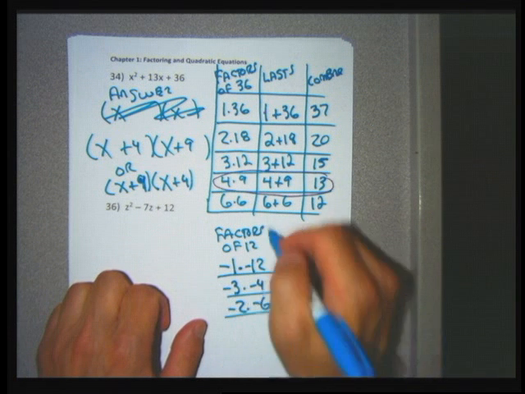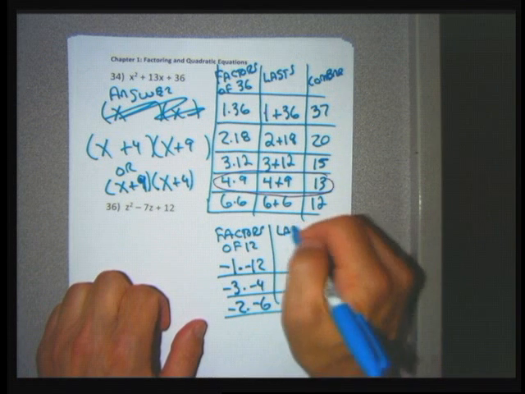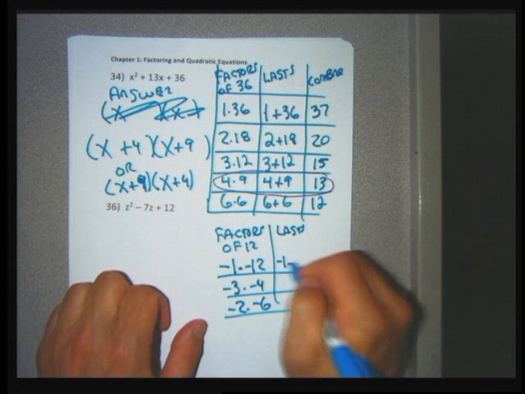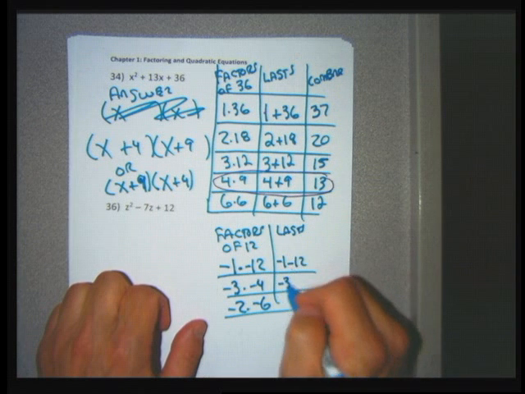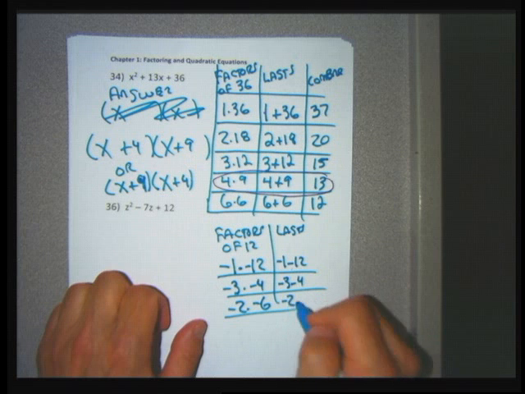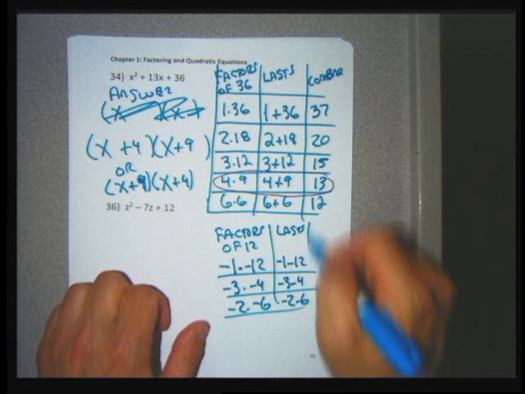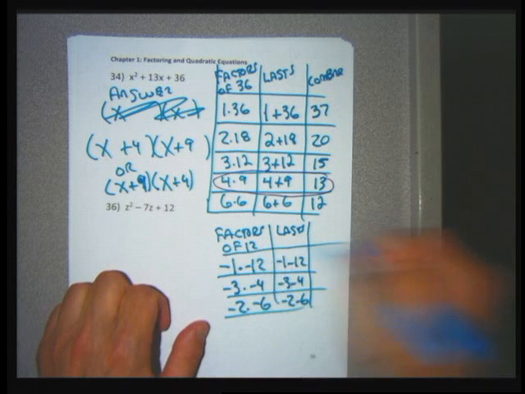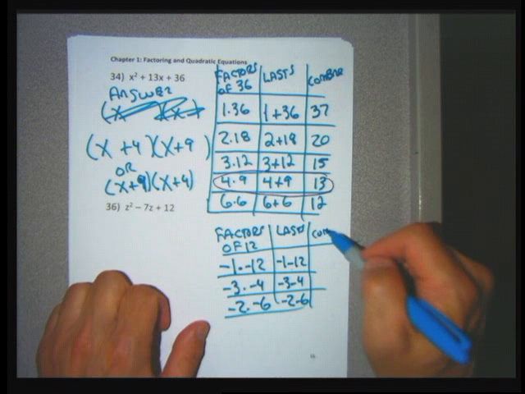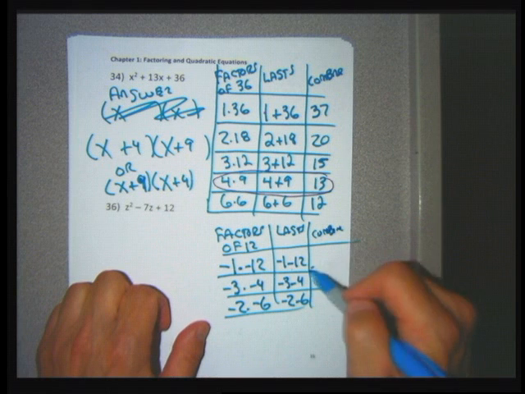So my lasts could be a minus 1 and a minus 12, a minus 3 and a minus 4, or minus 2 and a minus 6. And now I'm going to combine these. The numbers have the same sign, so you add them and keep them negative.